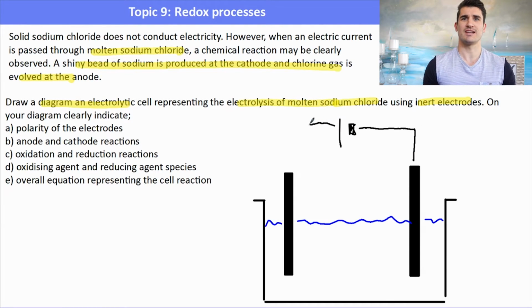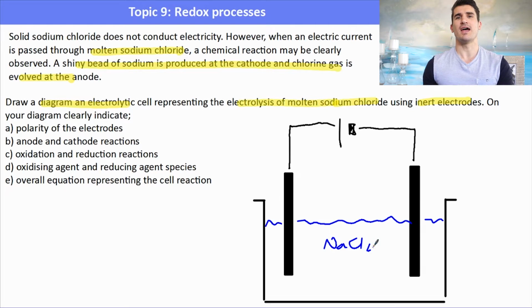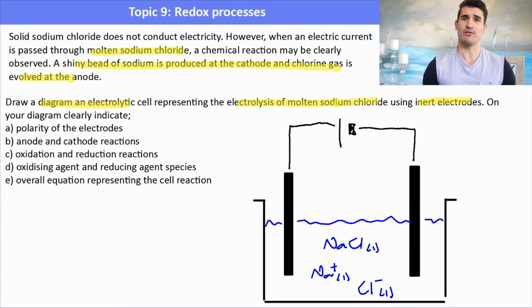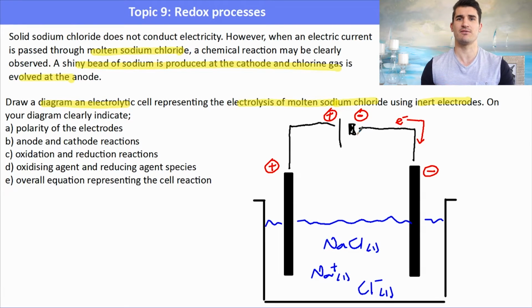I need to identify my battery. The short little fat one is the negative terminal, the long skinny one is the positive terminal, and my liquid contains sodium ions as a liquid and chloride ions as a liquid. It's a liquefied salt, which means we would have to heat it up to get it to form a liquid. Now the battery dictates what charge those electrodes are. So the electrode connected to the negative terminal is the negative electrode. The positive electrode is connected to the positive terminal.